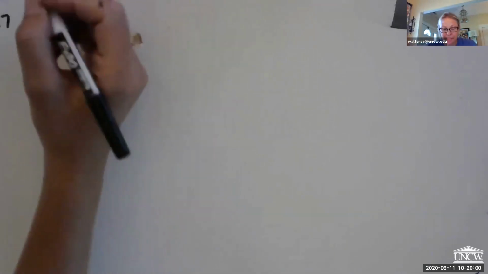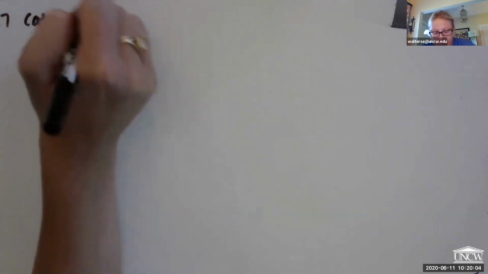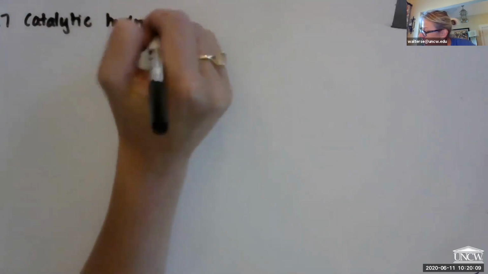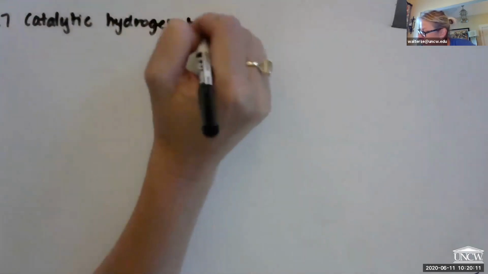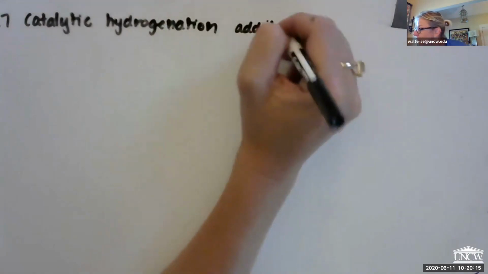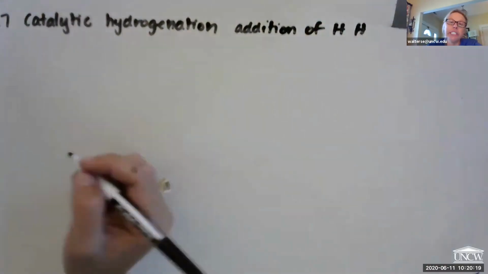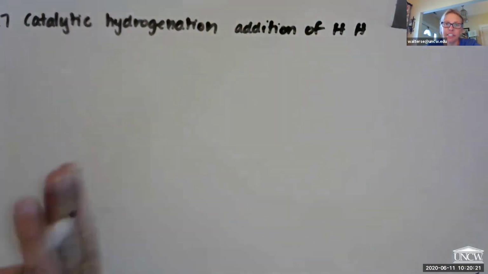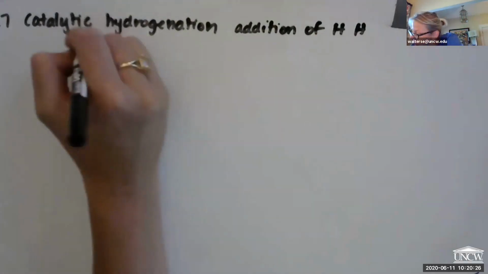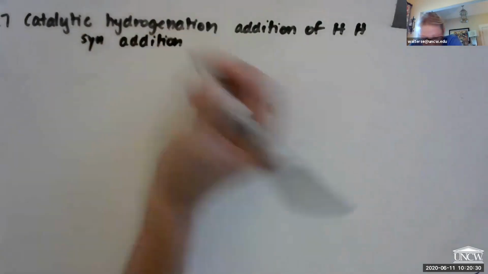All right, 9.7. This is called catalytic hydrogenation. This is addition of H and H. So each of the carbons in the alkene just gets a hydrogen. This occurs by syn addition. So the two hydrogens add to the same face.